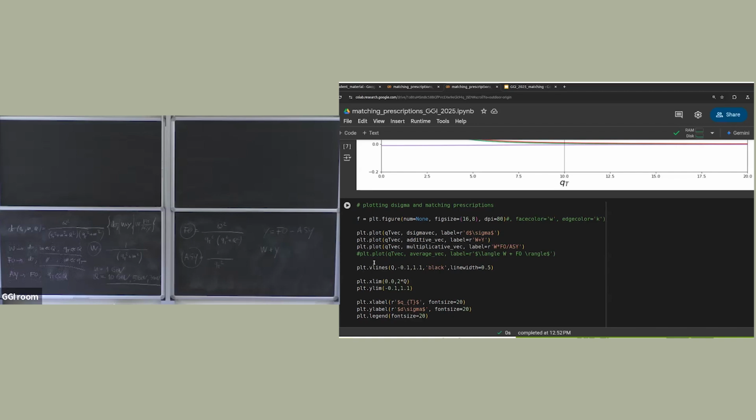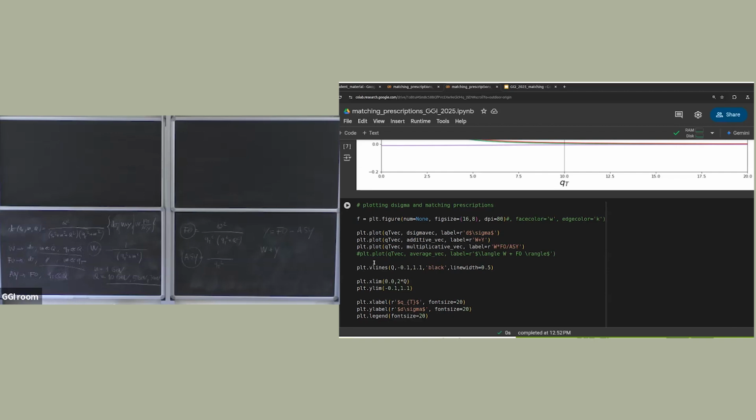That's a spoiler. Okay, then it means it's not implemented correctly, probably. What's the value of Q here? 10. No, they should actually be the same. Okay.